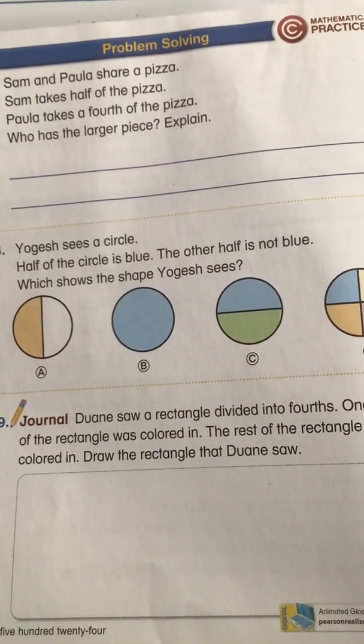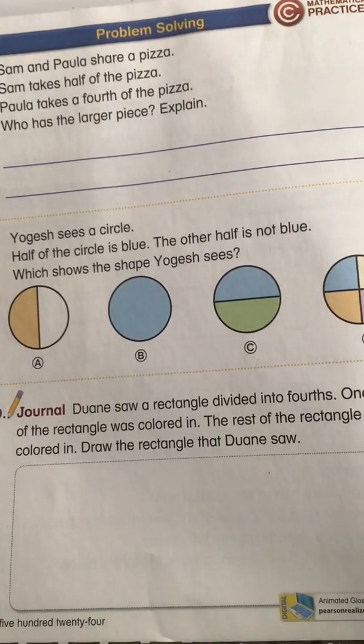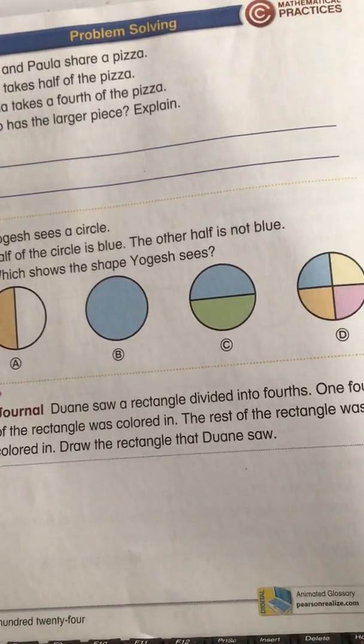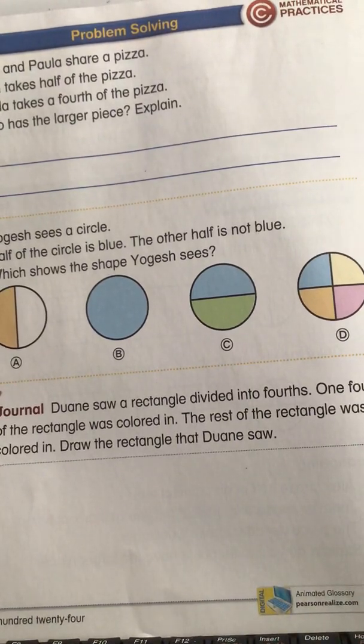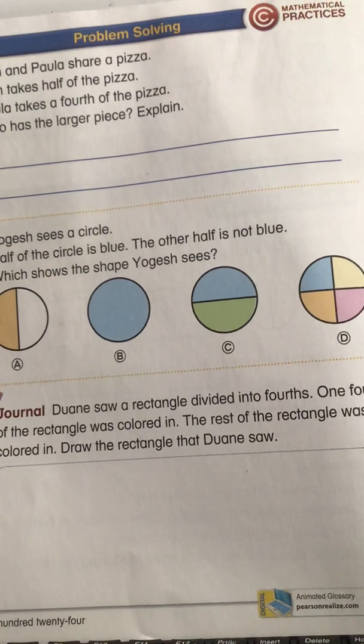Down below, Yogesh sees a circle. Half of the circle is blue. The other half is not blue. Which is the shape Yogesh sees? So we want half of a circle that is blue.